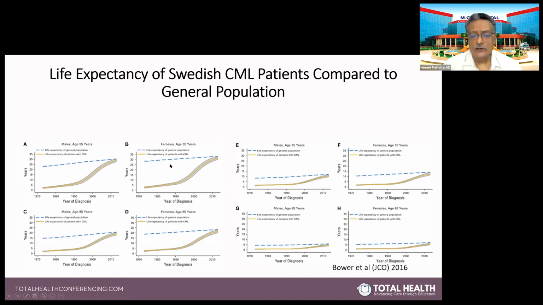And the same holds true for females. The same holds true for patients who are 65 years of age. The same holds true for patients who are 75 years of age. And also the same holds true for patients who are 85 years of age. So the mortality now in patients of chronic myeloid leukemia is not happening because of CML, but it is happening because of the comorbidities which they have.